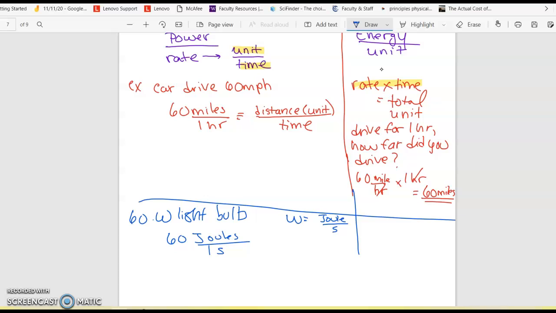And a joule is a unit of energy. So a joule is the unit. Okay, so if you have a 60 watt light bulb, you'll have 60 joules per second. I don't know how much energy was used unless I know how long the light bulb was on for. So we need to multiply this by the time the light bulb was on.